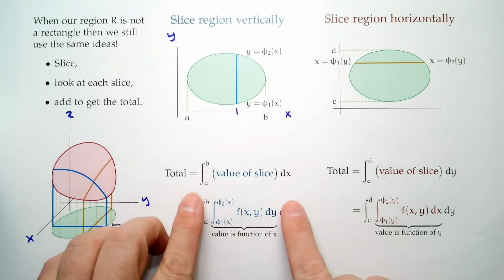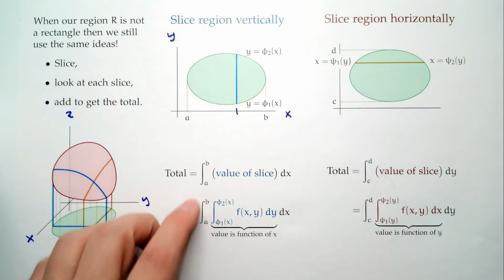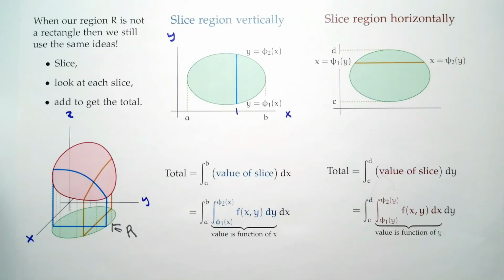By the time you finish this inner layer of integrating and evaluating, you're going to get down to only x. So you integrate out the y part. And now, after you have something which is only a function of x, you integrate that, and life is good. Of course, we can slice a different way.